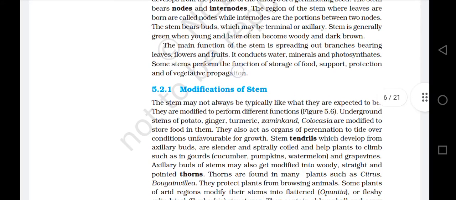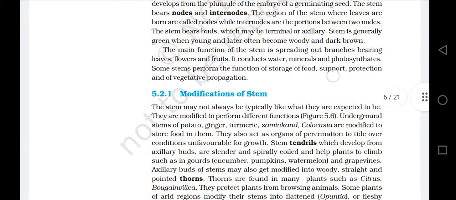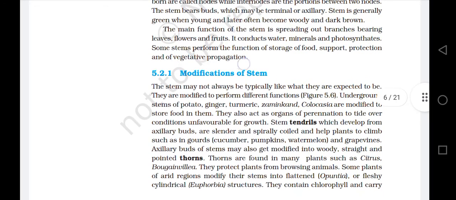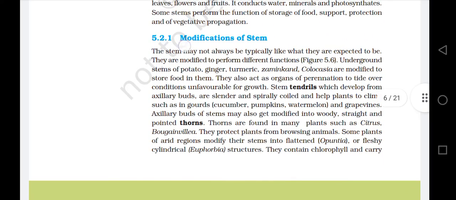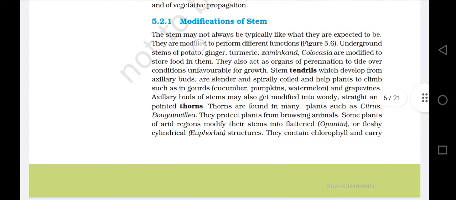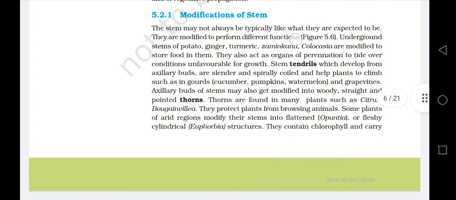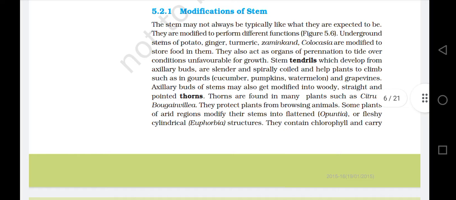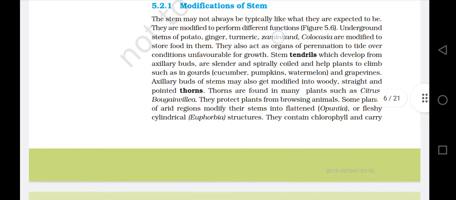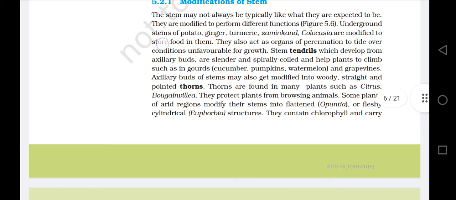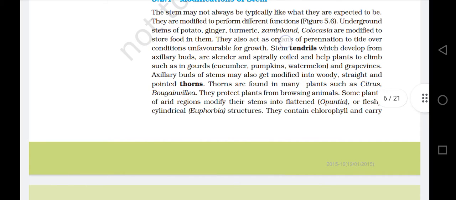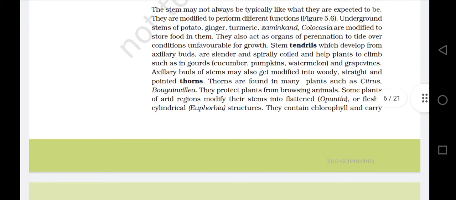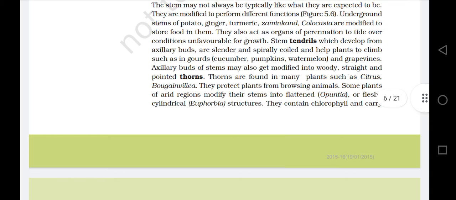Some stems perform the function of storage of food, support, protection, and vegetative propagation. 5.2.1 Modification of stem. The stem may not always be typically like what it is expected to be. They are modified to perform different functions. Figure 5.6. Underground stems of potato, ginger, turmeric, zaminkand, colocasia are modified to store food in them. They also act as organs of perennation to tide over conditions unfavourable for growth.